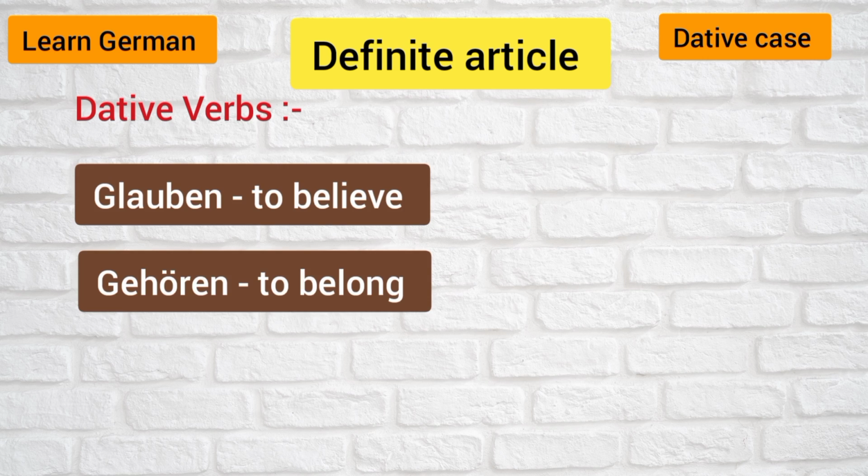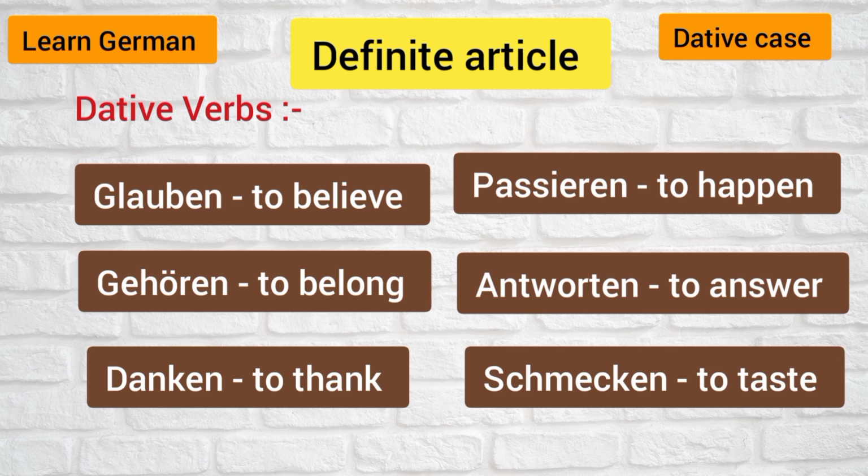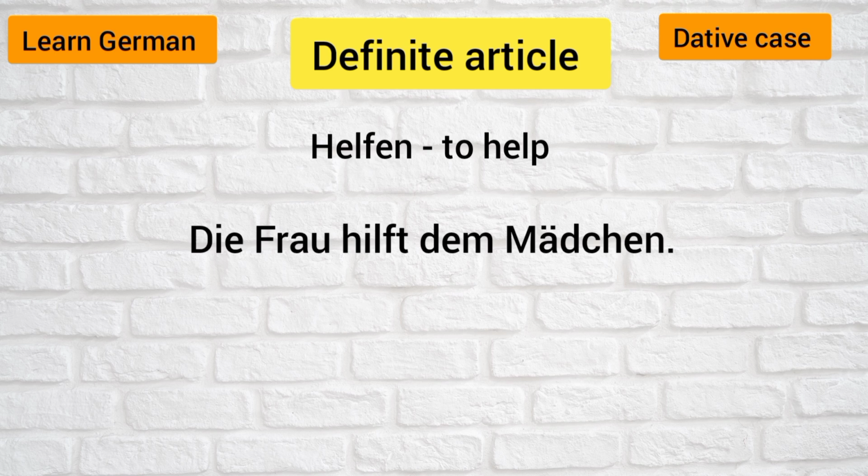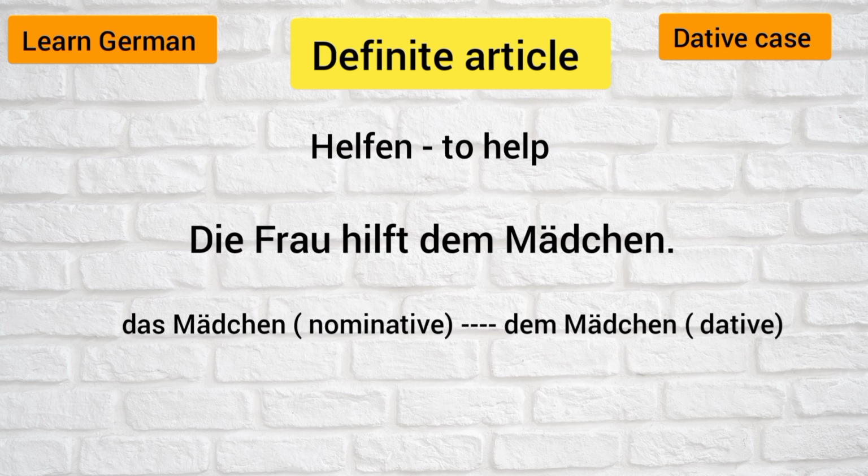There are some verbs also which take dative case. So these verbs are called dative verbs. After these verbs, we use dative case. For example, helfen means to help. Helfen is a dative verb. So, after helfen, we use dative case. For example, die Frau hilft dem Mädchen. The woman helps the girl. Das Mädchen becomes dem Mädchen in dative case.